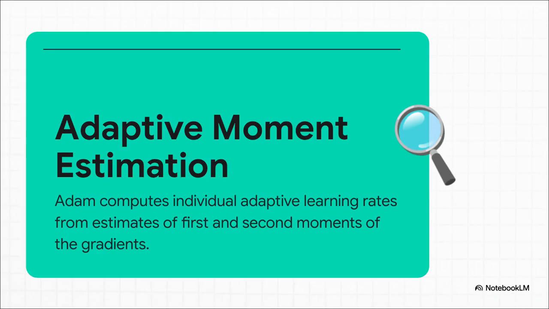It's adaptive because it doesn't just use one fixed step size for every part of the model. Instead, it calculates a custom learning rate for every single parameter, and it's constantly adjusting them as it goes. It does this by keeping track of the moments, which is really just a fancy stats term for the mean and the variance of the slopes it's seen in the past.